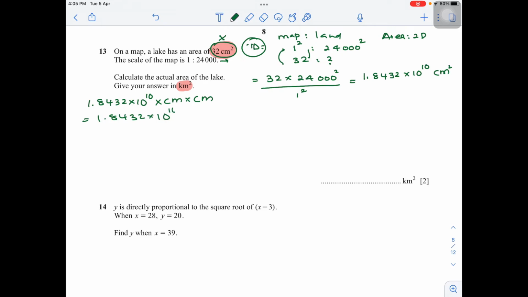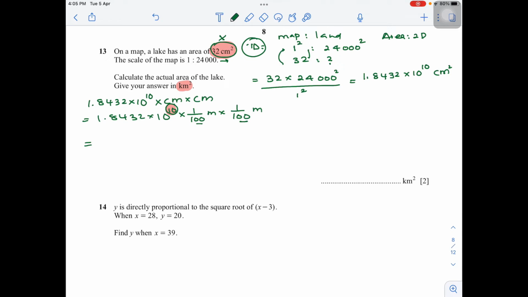1.8432 times 10 to the power 10 square centimeters is 1 over 100 meters times 1 over 100 meters. One meter is 100 centimeters. We are changing centimeters to meters, which means we are dividing by 100. So dividing by 100 can be written as 1 over 100 times 1 over 100. So from these 10 zeros, there are 2 plus 2, 4 zeros that are gone.